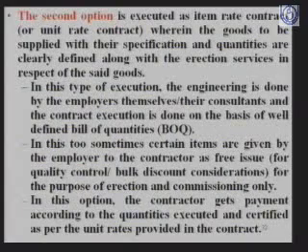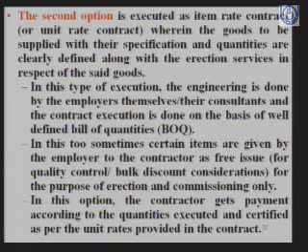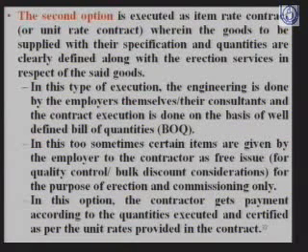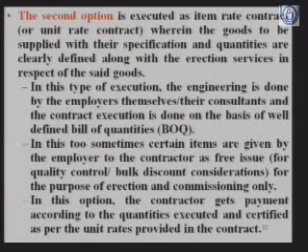Now, the second option means both are got done by one. That is, the second option is executed as the item rate contract or the unit rate contract, wherein the goods to be supplied, with the specification and the quantities, are clearly defined, along with the erection services in respect of the said proposal. In this type of execution, the engineering is done by the employer themselves and the consultants, and the contract execution is done on the basis of well-defined BOQs, bills of quantities.